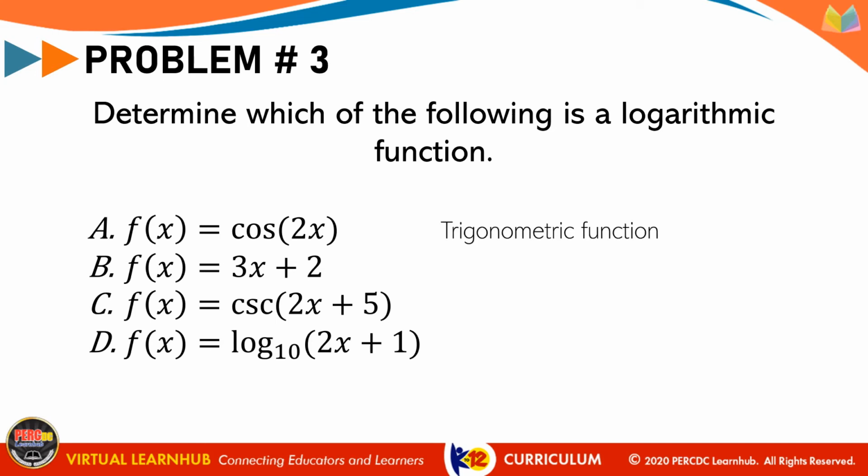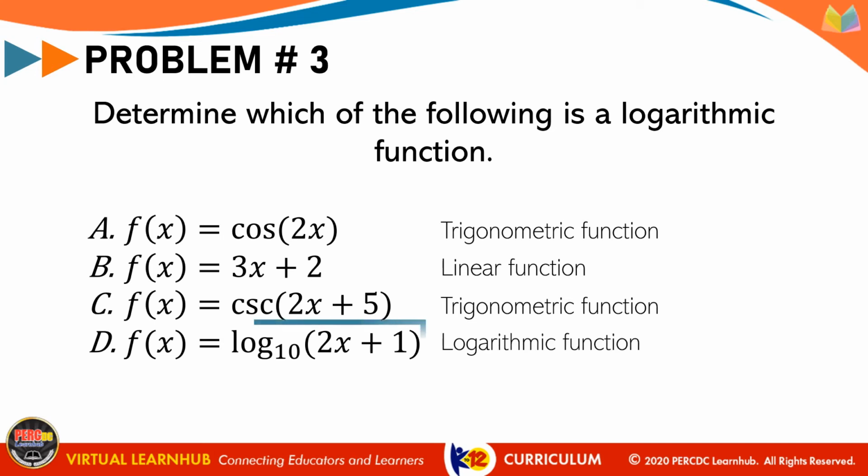Letter A is a trigonometric function, again because of the cosine. Letter B is a linear function. Letter C is also a trigonometric function. And letter D is our logarithmic function with base 10.